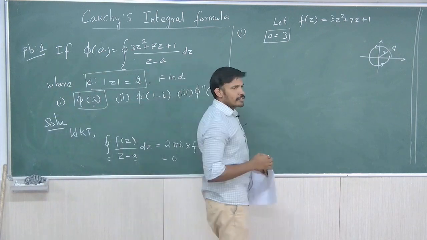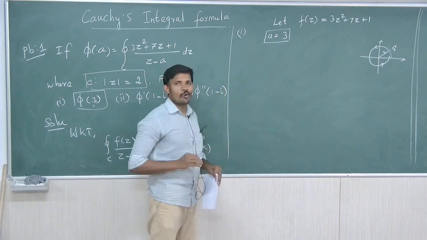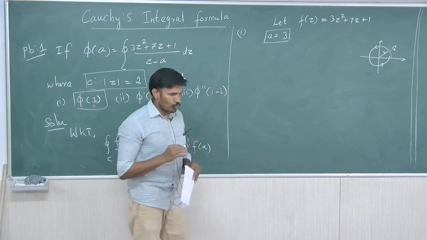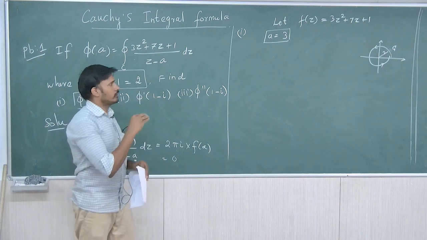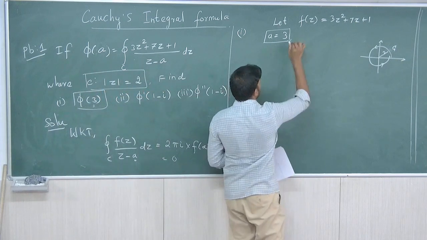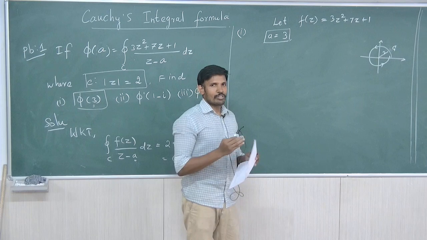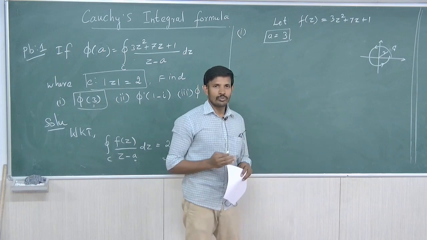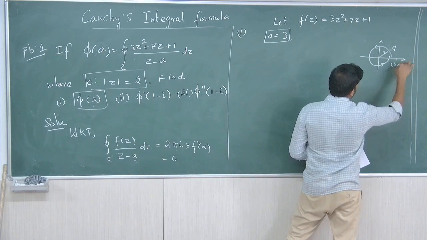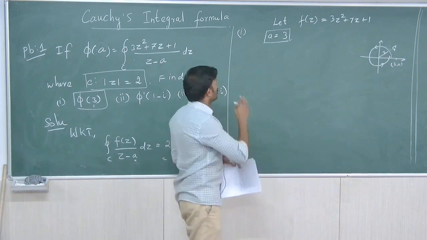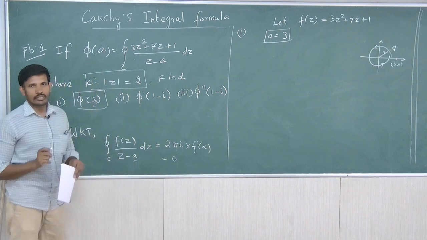So a equal to 3 is nothing but z equal to 3. How to represent z equal to 3 in the complex plane? Simply identify the real part and imaginary part, and you can fix that point. Here the real part is 3 and there is no imaginary part, so you can take 0. So you get (3, 0), which lies here. From that you conclude a equal to 3 lies outside the given closed circle.